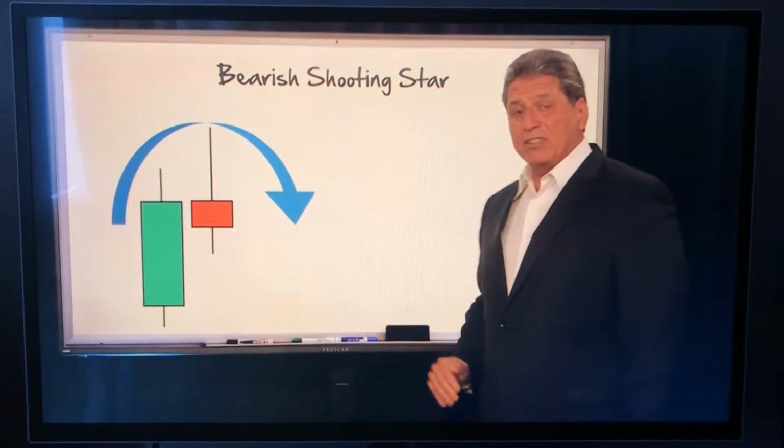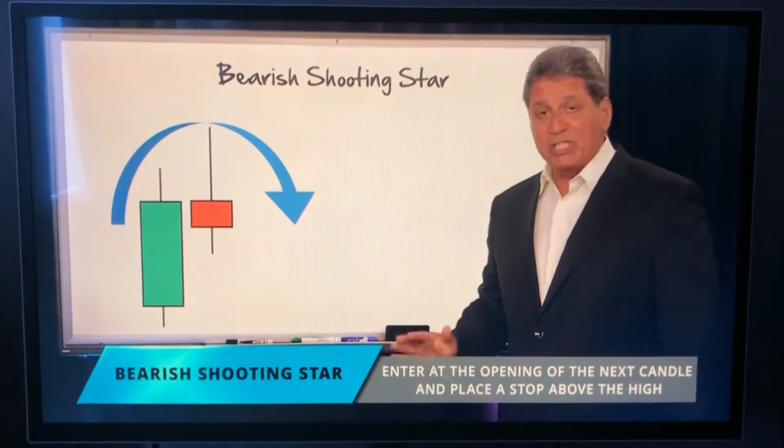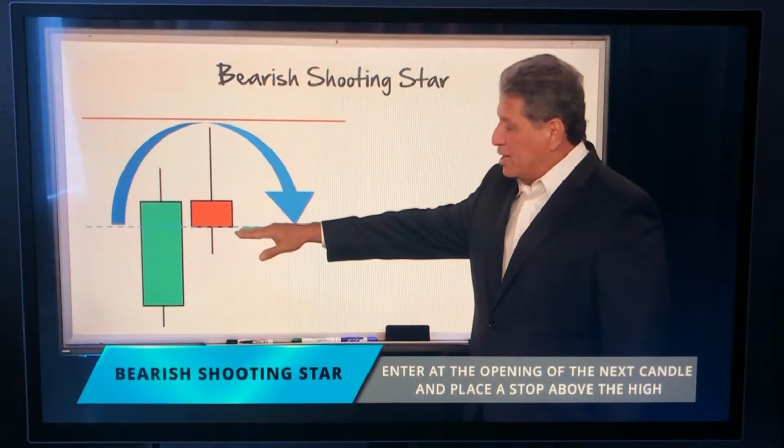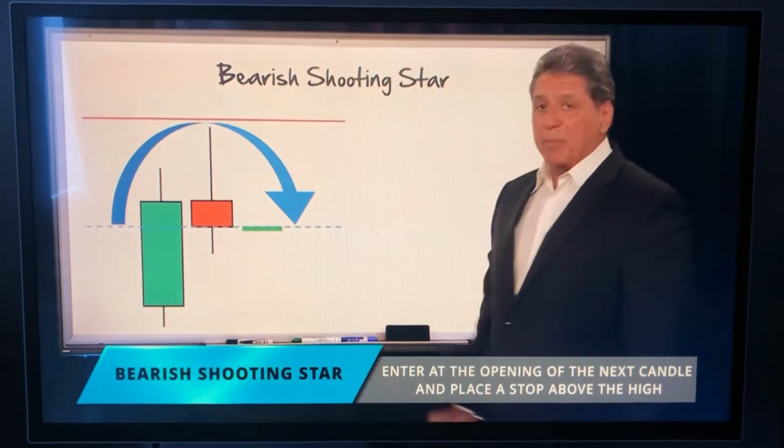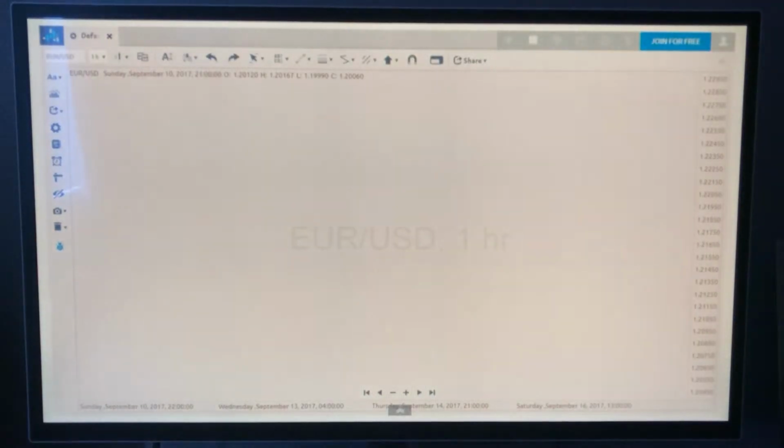When you see this candlestick formation, how do you trade it? In the exact opposite way that you would a bullish candle. You would enter the market at the opening of the next candle, place a protective stop loss above the high with an anticipation of the market continuing to fall. This is what it looks like in the actual market.